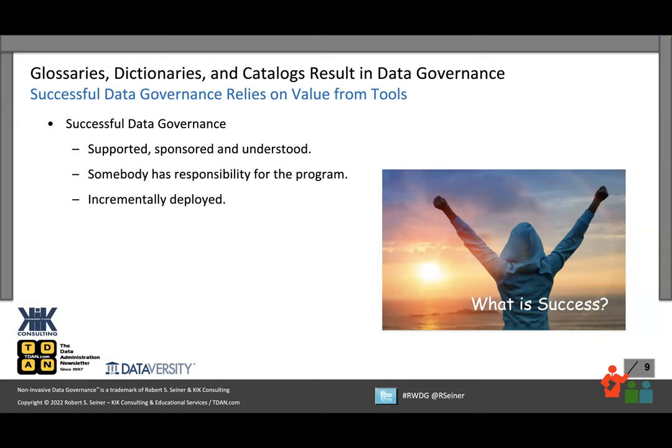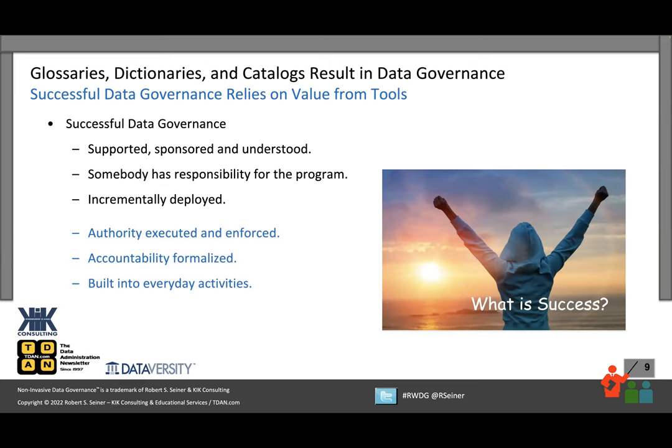Also, organizations that are successful tend to not try to implement governance all at once. It's going to be an incremental deployment, and we're going to learn by doing. So the second set of critical data elements that we focus on, we'll learn from the first set that we worked with. So you'll get better the second time and the third time, but you're not going to do it all at once. And you're going to want to focus on, again, what is the data that's going to have some return on investment to the organization? So a successful program has to be supported, sponsored, and understood. Somebody needs to run it, and you need to deploy it incrementally.